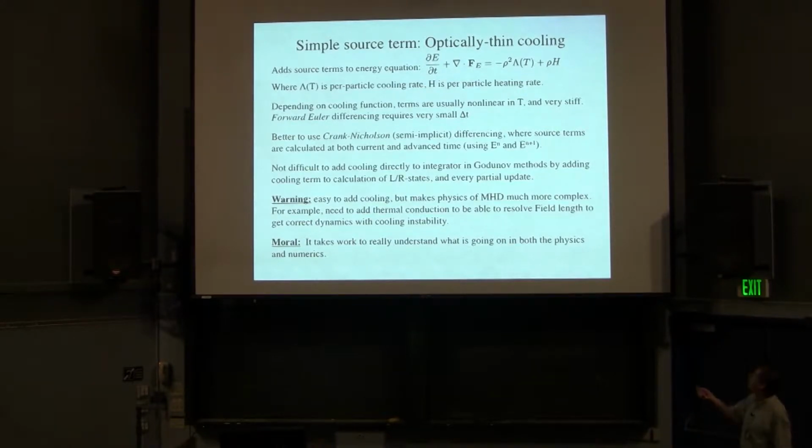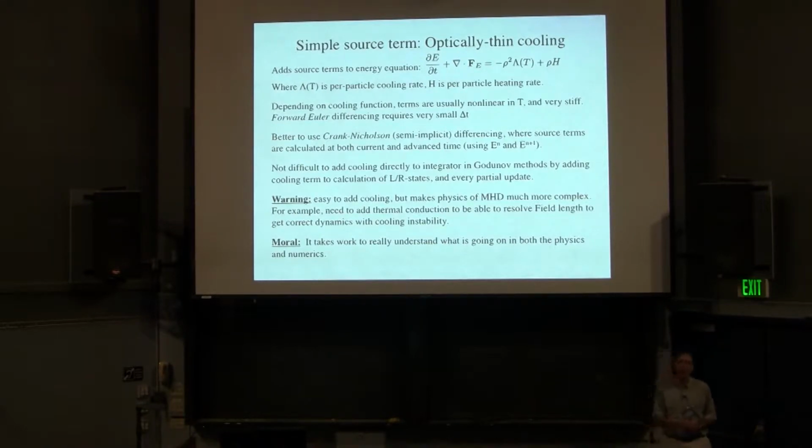And then because it's all local, no spatial gradients, every grid cell is decoupled from every other grid cell. You have to solve a nonlinear equation within each individual grid cell, but that's very, very straightforward using root finding methods. And so this is not difficult to add directly in an implicit or semi-implicit manner. Now if you want to do better than just simple operator splitting, you can add these source terms directly to the integrator itself.